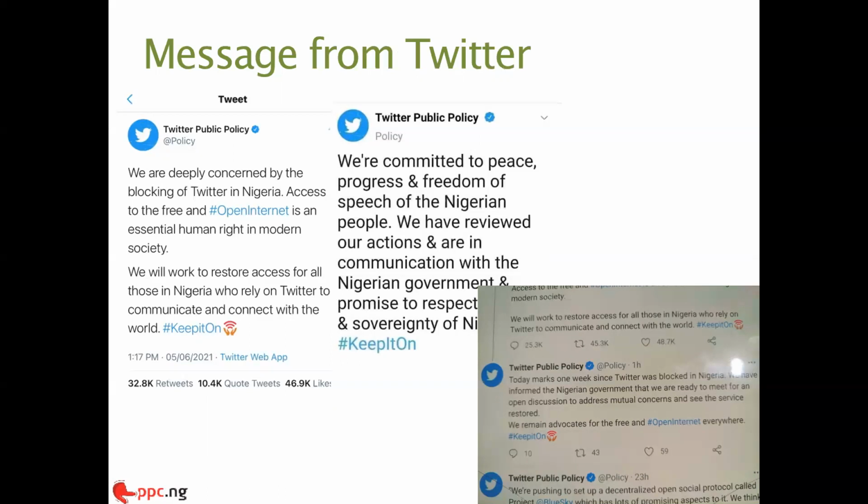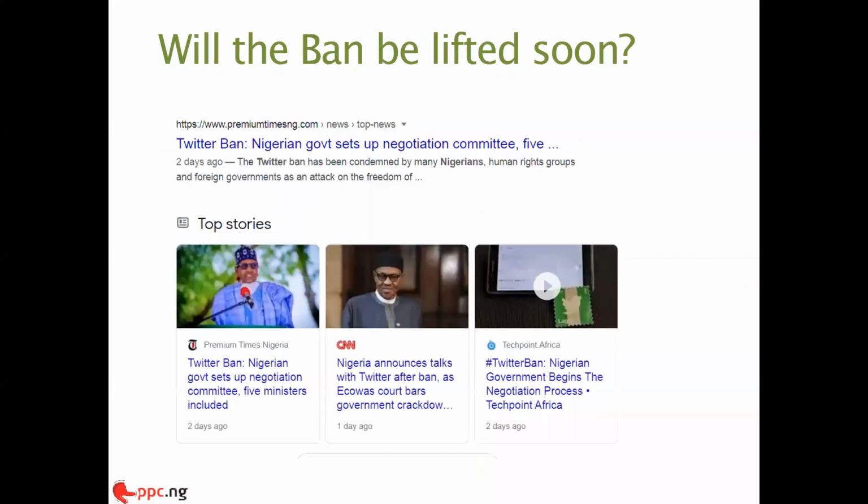Then a week after, they said today marks 1 week since Twitter was blocked in Nigeria. We have informed the Nigerian government that we are ready to meet for an open discussion to address mutual concerns and see the service restored. We remain advocates for free and open internet everywhere. Hashtag keep it on. So these are the messages from Twitter.